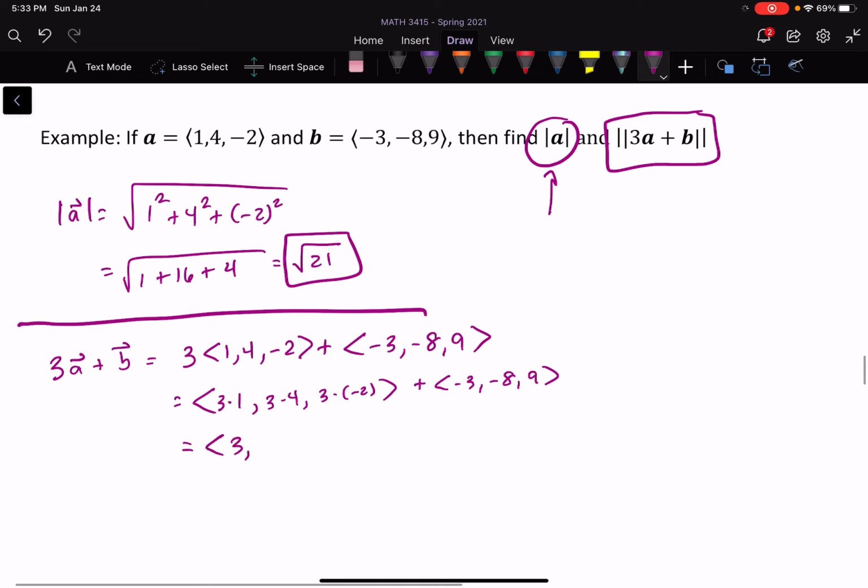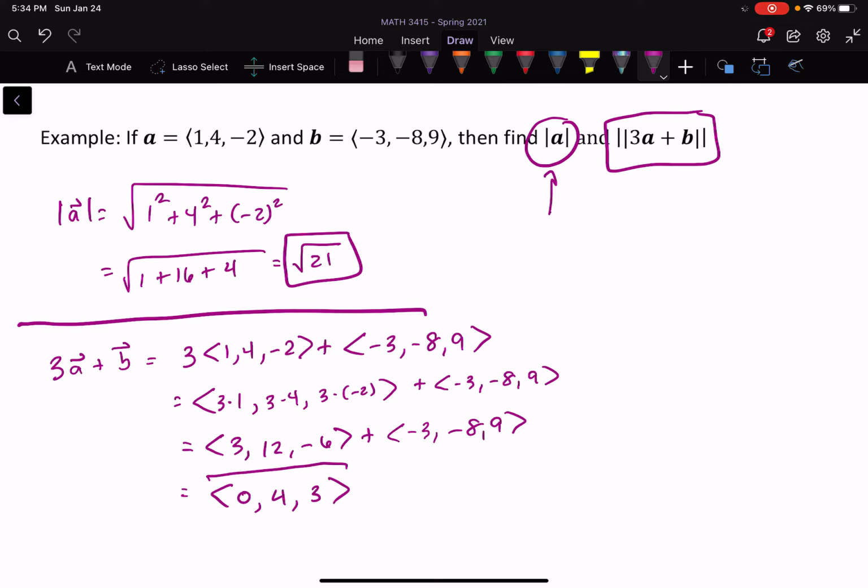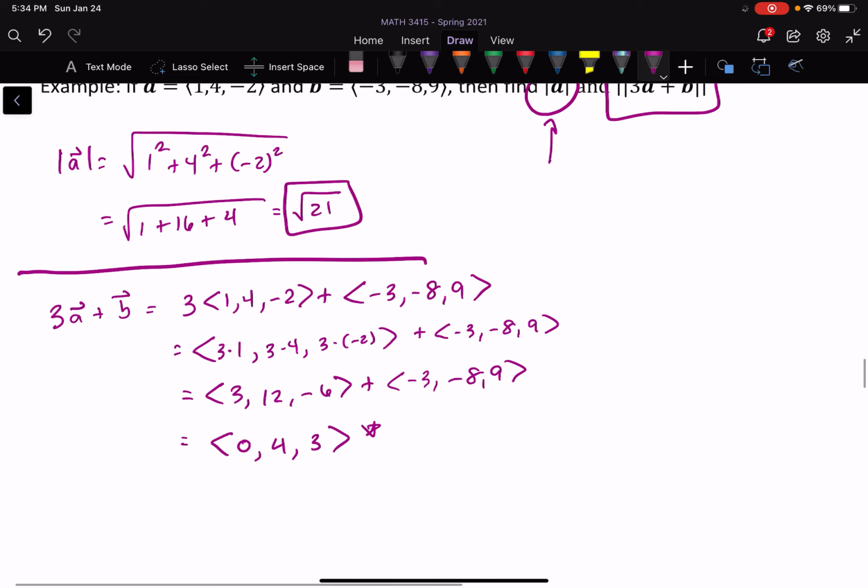So that's 3, 3 times 4 is 12, 3 times negative 2 is negative 6, and then plus negative 3, negative 8, and 9. Then we have 3 plus negative 3, so that's 0. And then 12 plus negative 8, that's 4. And then negative 6 plus 9, that's 3. I guess that's not quite our answer, but that's our first step, because now we're ready to go ahead and take the magnitude of that.